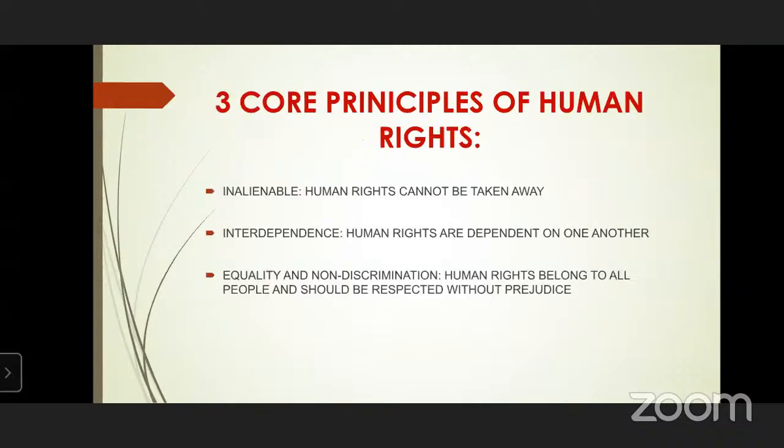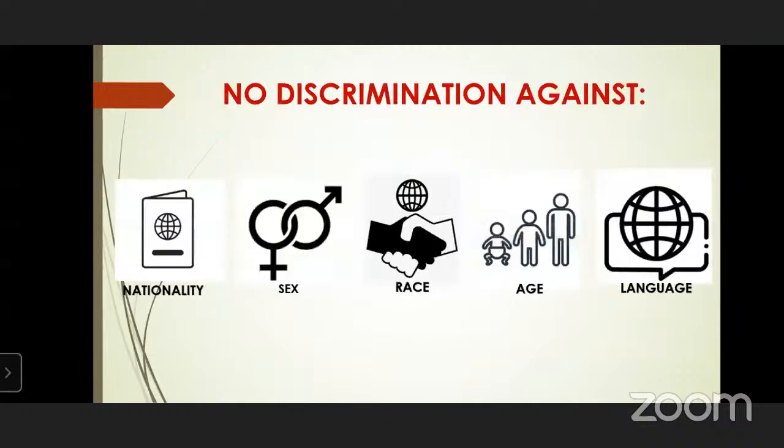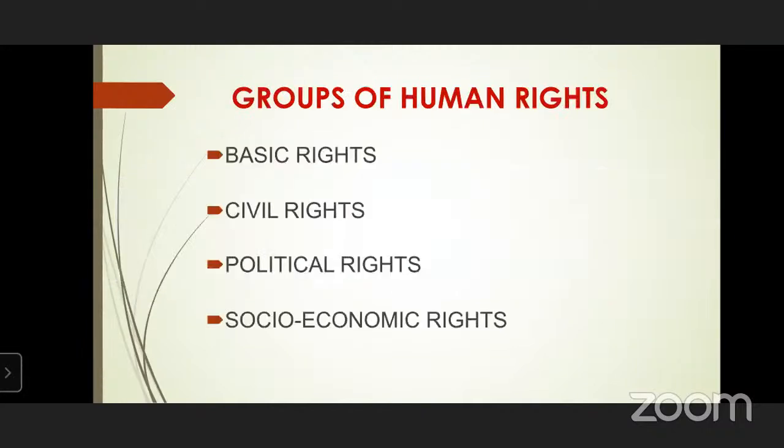The three core principles of human rights: they are inalienable, meaning human rights cannot be taken away from us. They're interdependent, they're all dependent on one another. And equality and non-discrimination: human rights belong to all people and should be respected without prejudice. This means that there should be no discrimination on the basis of nationality, sex, race, age, language, etc.